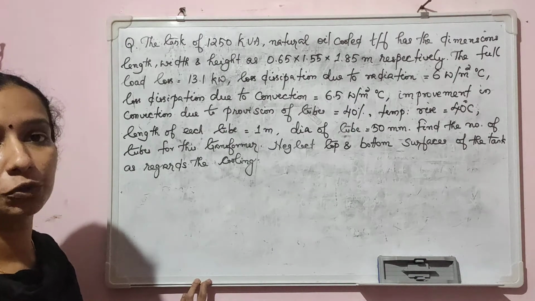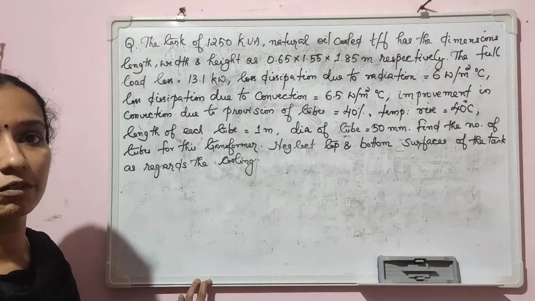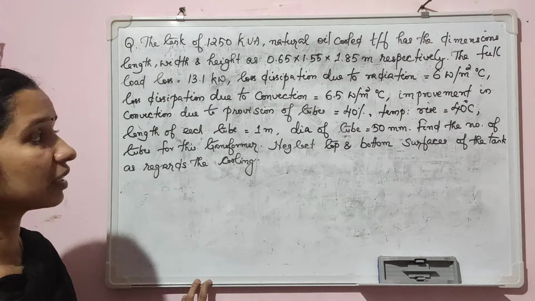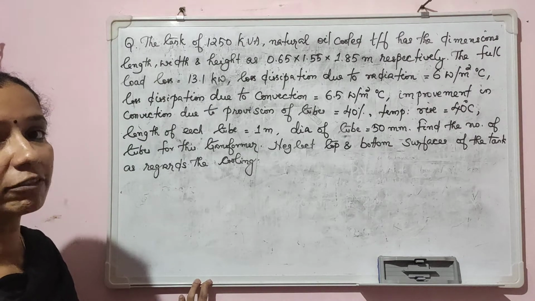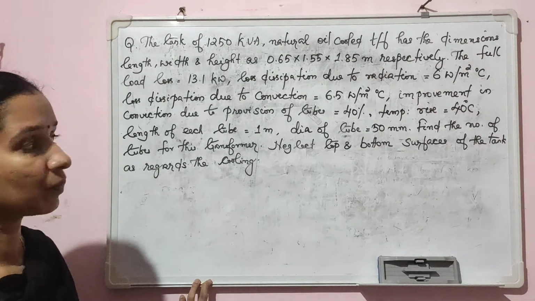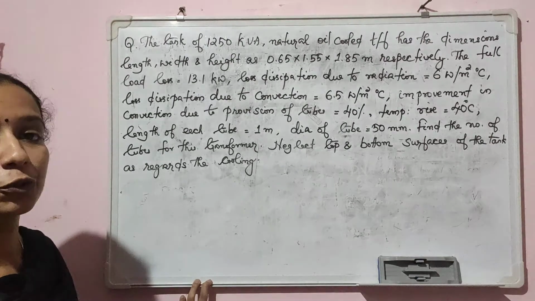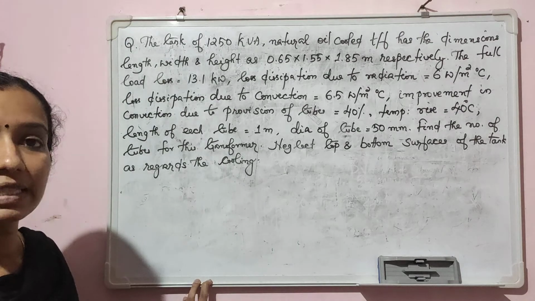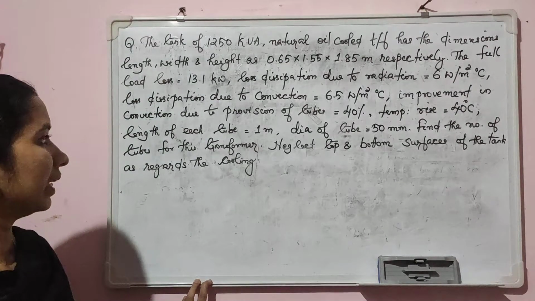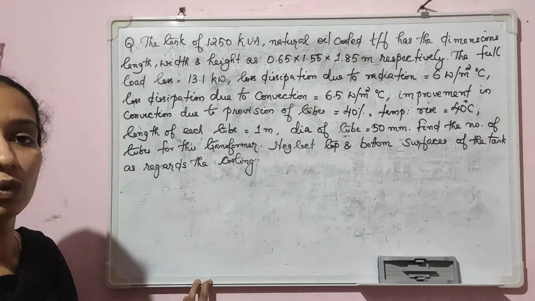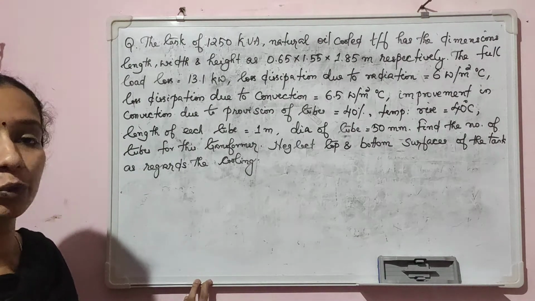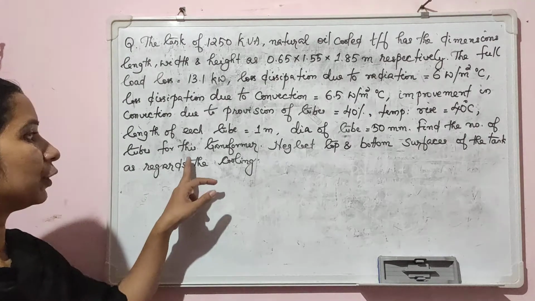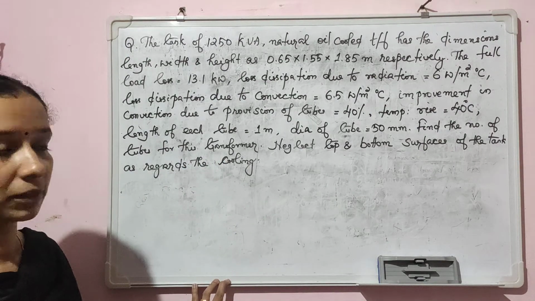Loss dissipation due to radiation equals 6 watt per meter square degree Celsius. Loss dissipation due to convection equals 6.5 watt per meter square degree Celsius. Improvement in convection due to provision of tubes is equal to 40%. Temperature rise is equal to 40 degrees Celsius. Length of each tube is equal to 1 meter. Diameter of tube is equal to 50 millimeter. So find the number of tubes for this particular transformer.